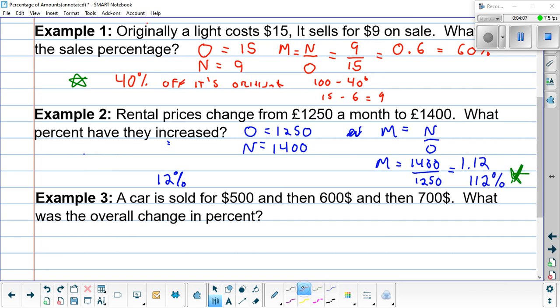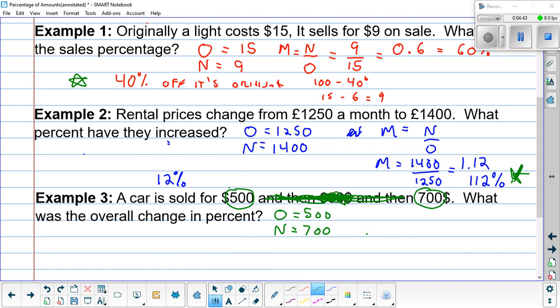The last example let's go through is a car is sold for 500, and then 600, and then 700. What was the overall change in percentage? Okay, so overall change would be from here to here, would it not be? So we actually don't need to know this little step in the middle. So originally it sold for 500. Now it's sold for 700.